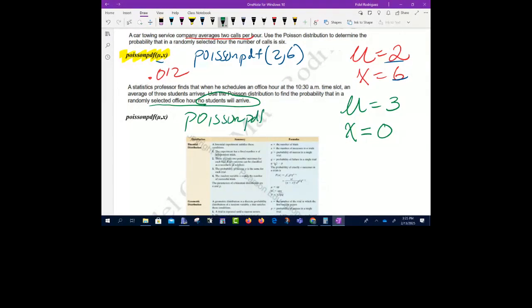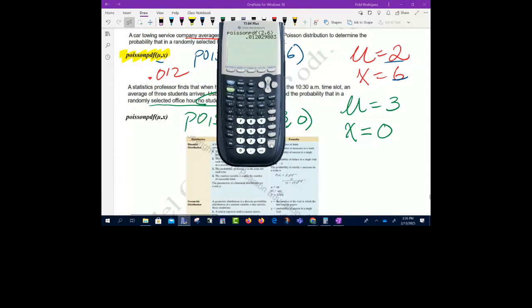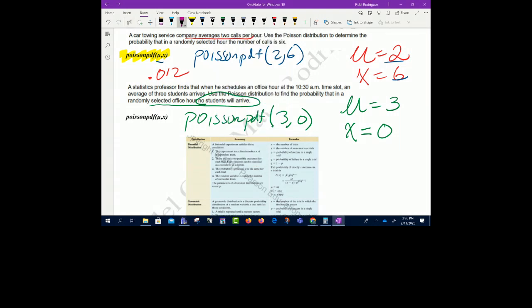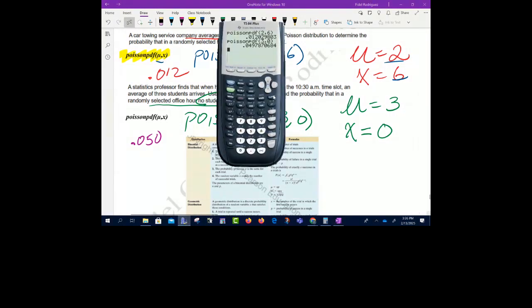So, y'all, we're going to do the same thing. We're going to go Poisson PDF. We're going to say our average is 3, and we're trying to figure out what happens when nobody comes by. Let's see. I'm going to hit second enter, change this from a 2 to a 3, and change that 6 to a 0. I hit enter, and I'm coming up with 0.050. Again, how do I get to the Poisson distribution? Let me clear this out. We go second vars, scroll down, and right here, Poisson PDF. Then you enter your numbers in, okay?